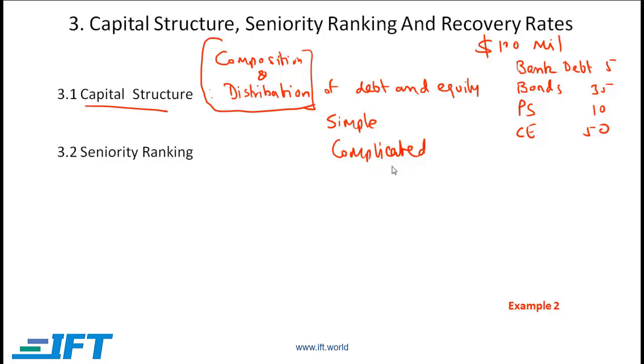Some companies have multiple subsidiaries. If we have a holding company and underneath the holding company we have multiple subsidiaries, and each subsidiary, which might have been created because of an acquisition, has its own capital structure that's different from the holding company, then we can say that the capital structure of this overall entity is somewhat complicated.